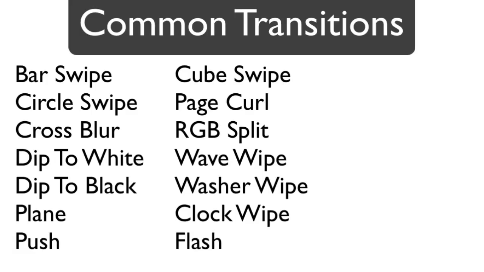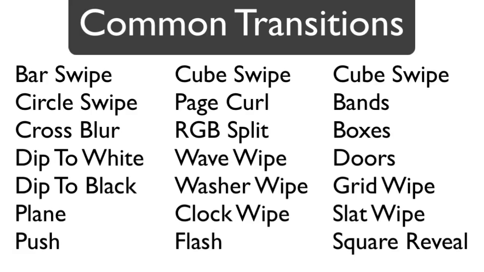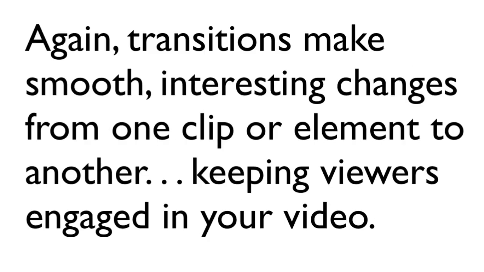We went from here to here, but it's not so jarring. It's smoother, we used a cross dissolve, fade out, fade in, and that's called a cross dissolve. That's an example of a transition. So common transitions, there are just zillions of these that you can use depending on what editing software you've got. So again, transitions make smooth, interesting changes from one clip or element to another, keeping viewers engaged in your video.